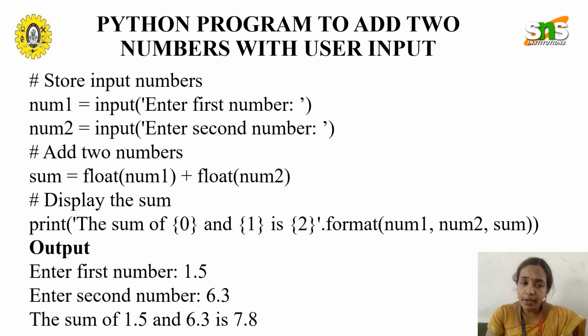So which is a variable here? Num1 is a variable, num2 is a variable. What are the values? Enter first number, that is going to be your first value. Enter second number, that is going to be the second value. So here, num1 is equal to input. Input is a function where there is a possibility to get the input from the user.